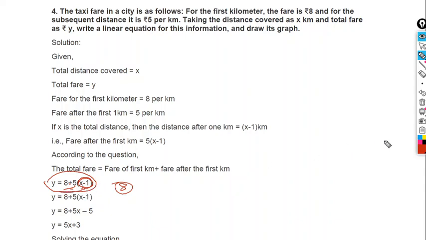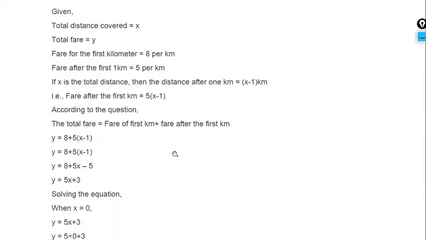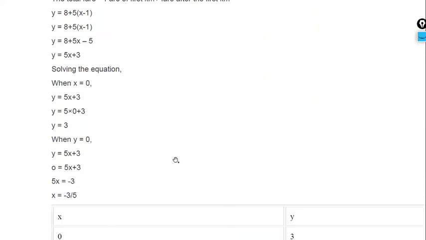Okay, now one second, we'll simplify this equation. y equal to 8 plus, we'll multiply it, 5x minus 5. Now y equal to 5x plus 3. Okay? So this is your equation now, y equal to 5x plus 3. Now we have to find the points, that is x coordinate and y coordinate for this equation.